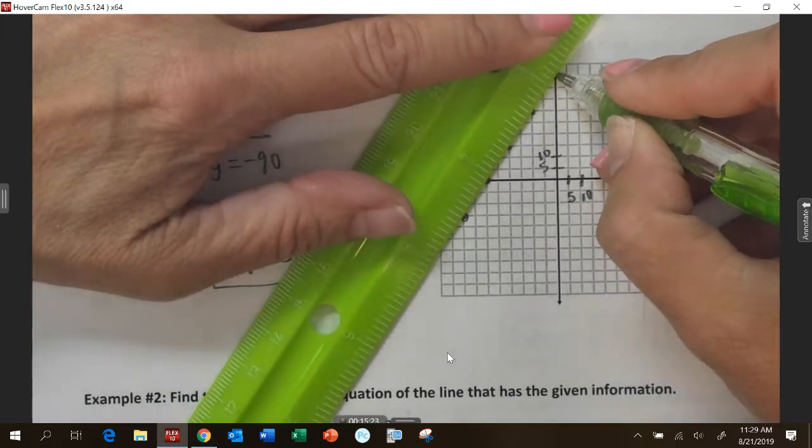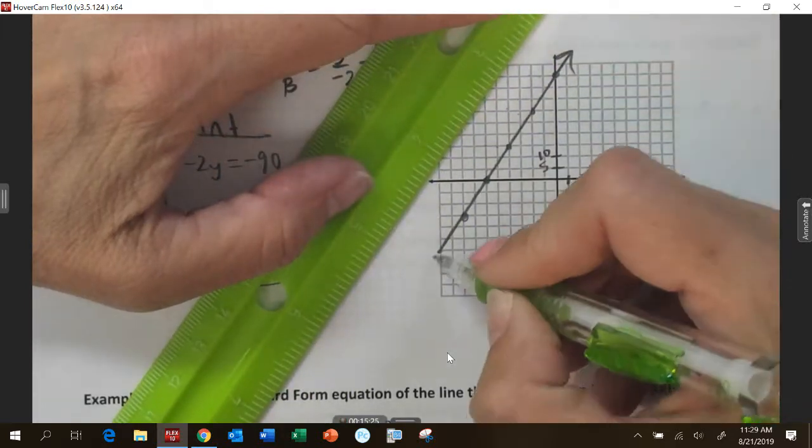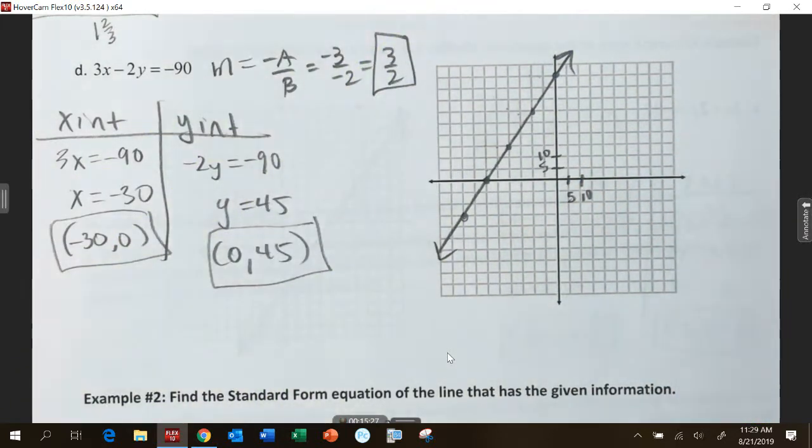As long as you change both the x and the y, it still works. If you only change one of them, the slope does not work.